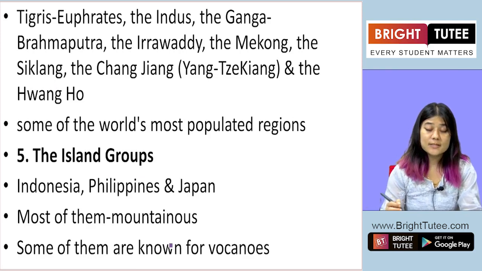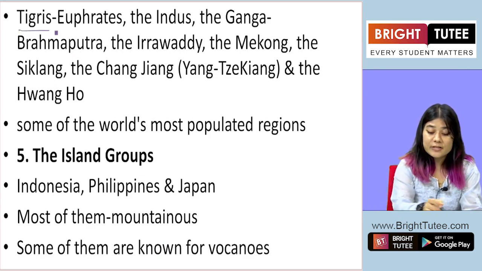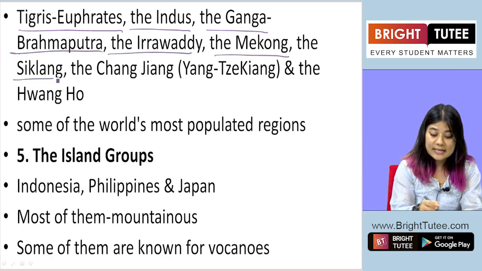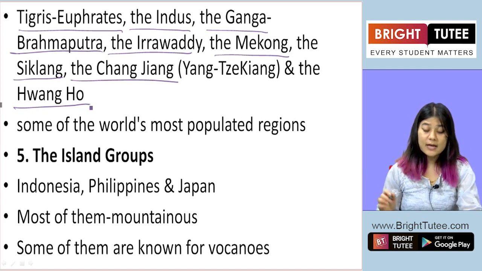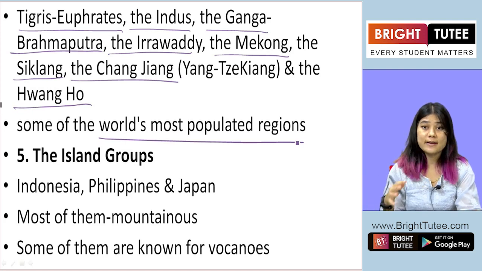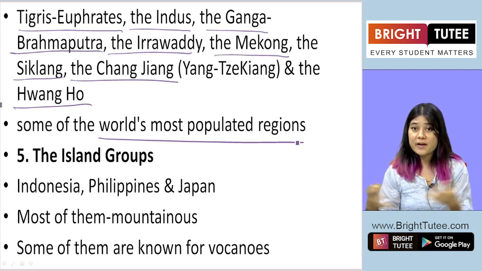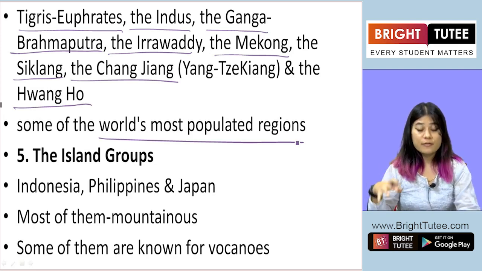Some of the important river valleys are the Tigris Euphrates, the Indus Valley, the Ganga Brahmaputra Valley, the Irrawaddy Valley, the Mekong Valley, the Sikiang, the Changjiang, and the Huanghe River Valley. Okay. Now, these river valleys are some of the world's most populated areas. Most of the people are concentrated in these river valleys because they are very fertile, okay. And because of this reason, some of the world's most populated areas fall in some of these river valleys.